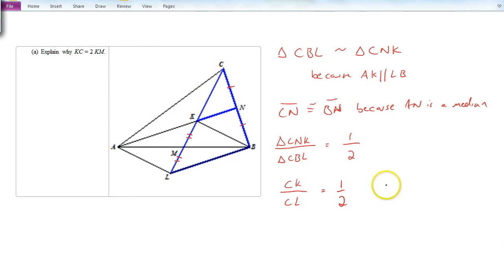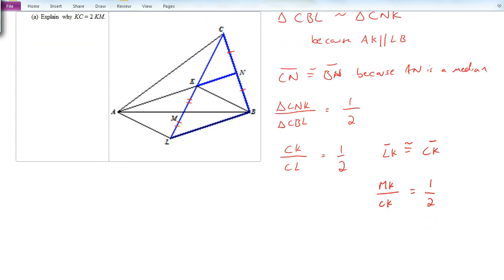Okay, so we know that, let me just make one more statement here. We know that LK is congruent to CK. So therefore, I can say that MK over CK is 1 to 2. And that's essentially the proof here. Therefore, that's what that says. KC is equal to 2KM.